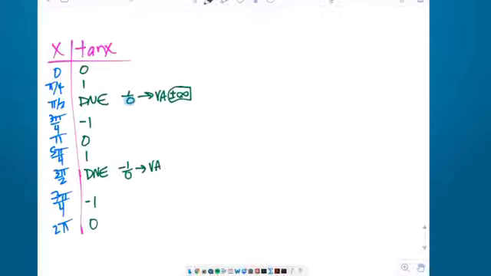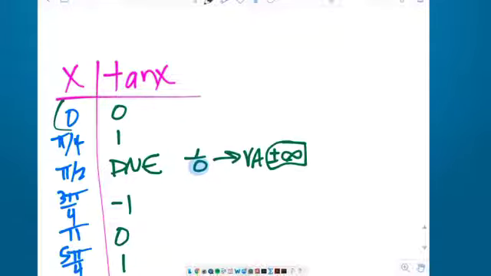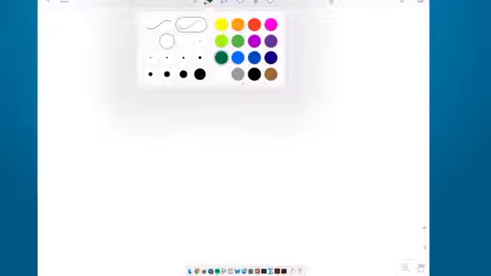So what we have now in this T-chart are a bunch of ordered pairs. And you can probably guess why I chose the pi fourths reference angles when we're dealing with tangent, because we can know their exact value without a calculator. 1 and negative 1. Easy to plot. Let's go ahead and put those ordered pairs down on a graph.